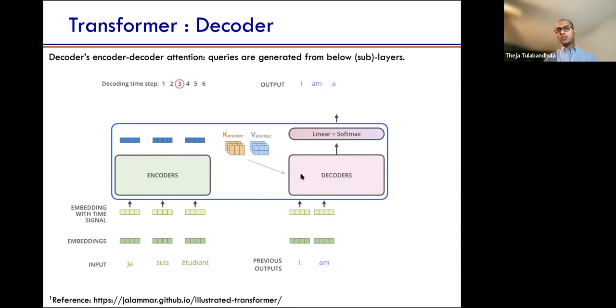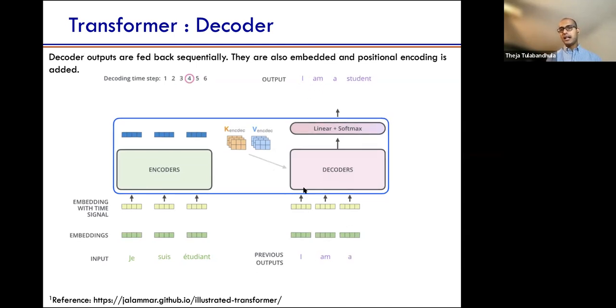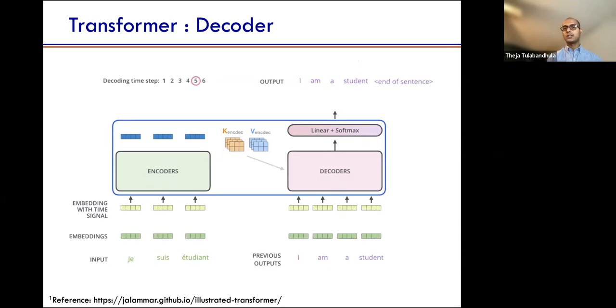In this diagram, I'm just showing the decoding process. So I'm just showing that "I" is passed in, and it leads to "am". "I am" is passed in, it leads to "a", and "I am a" is passed in, it leads to "student", and so on. Here I'm not showing the operation of the encoder-decoder attention. Eventually, you get end of sentence and you stop.